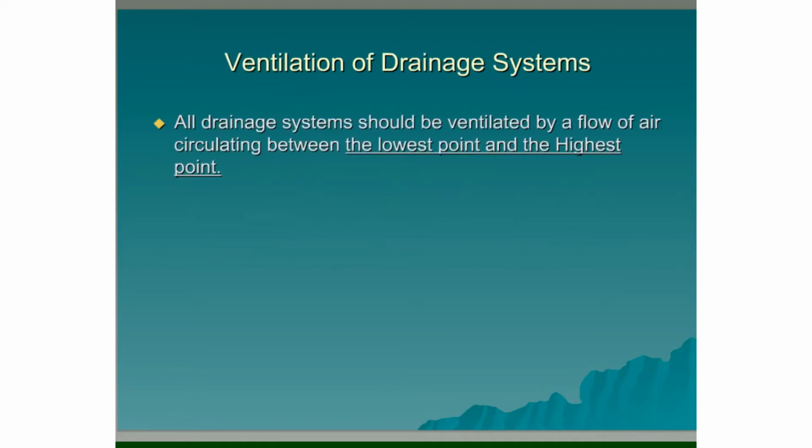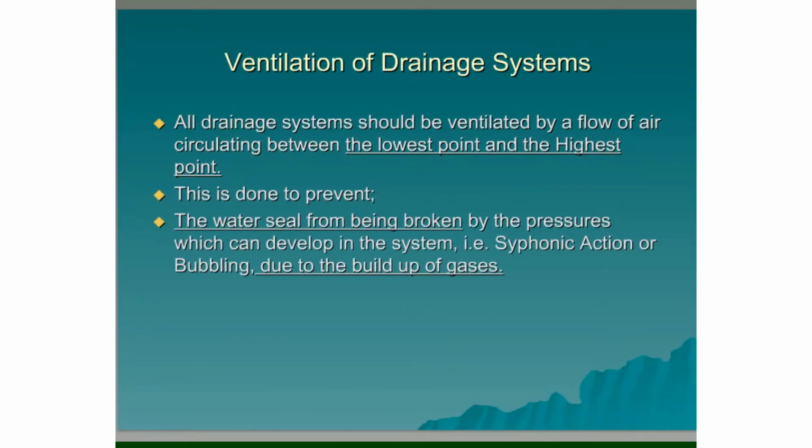Ventilation of drainage systems. All drainage systems should be ventilated by a flow of air circulating between the lowest point and the highest point. This is done to prevent the water seal from being broken by the pressures which can develop in the system, through syphonic action or bubbling due to the buildup of gases.